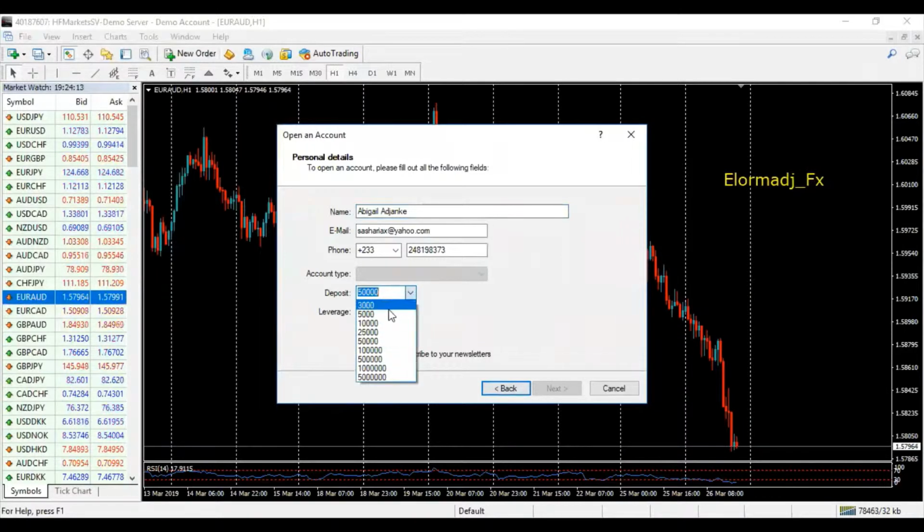You can also choose the leverage. They have from 1:1 to 1:500. So I always choose 1:100. You click on agree, then you are good to go. So guys, when you click on agree, you have your demo account. That's the same thing I did, and I have my demo account here. I hope you understand what I just did.